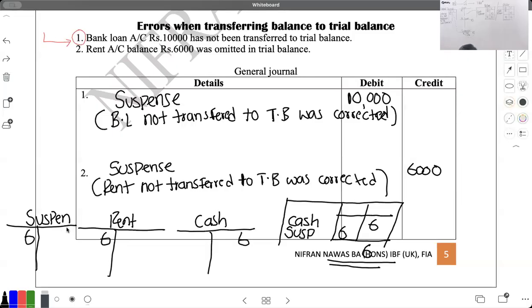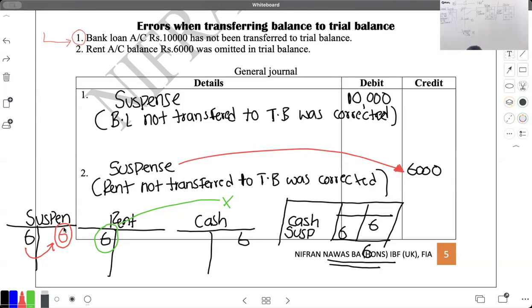Now what do we do? We go to find out what's the issue, and then we understand, okay, rent 6 is the culprit. Rent 6 was not transferred to the TB. So now you need to delete the suspense. To delete the suspense, you will credit it with a 6. That's basically this entry. That's the correction entry.